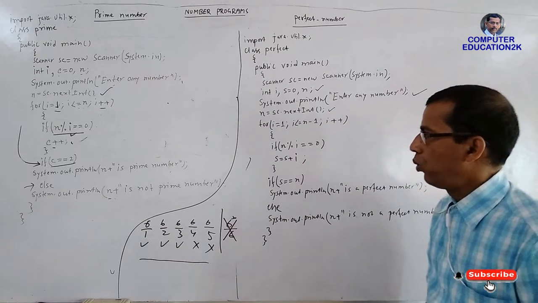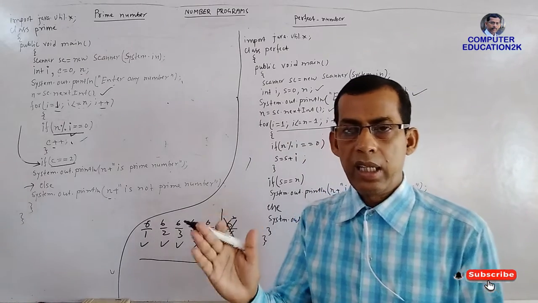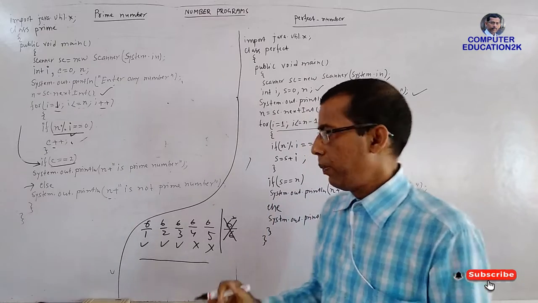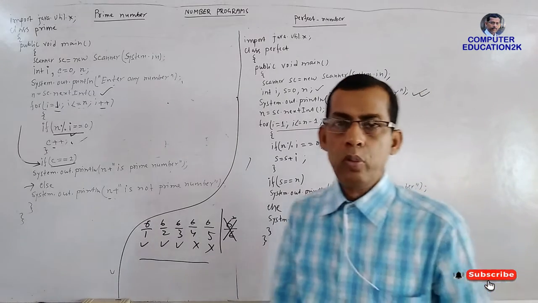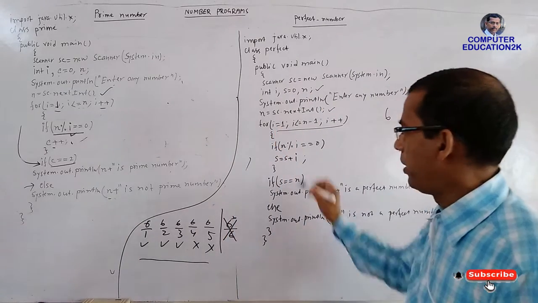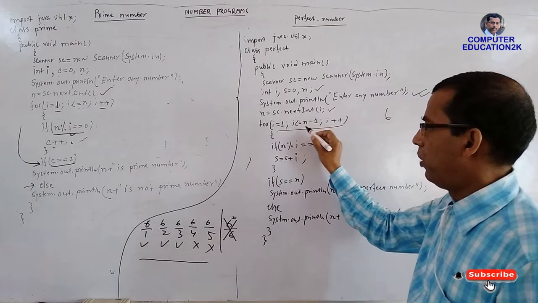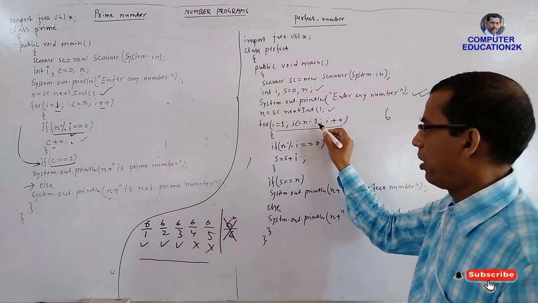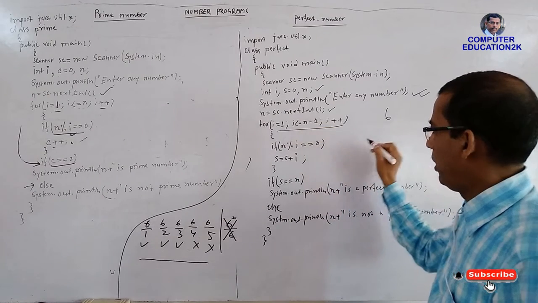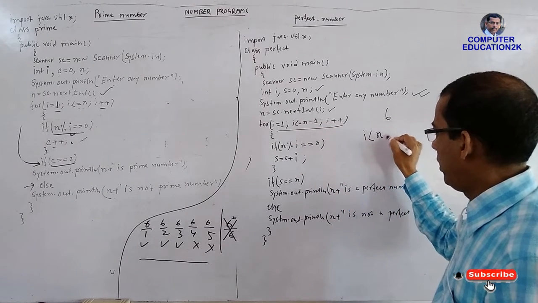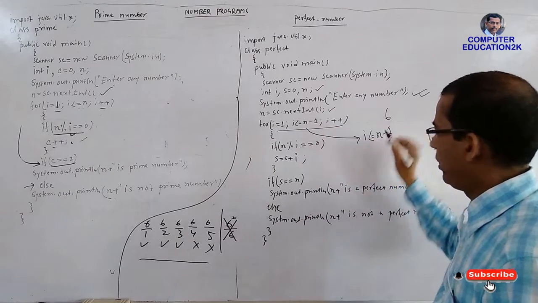Now you have to make a loop from 1 to that number minus 1. Suppose the computer asks you to enter a number and you enter 6. Then you will make a loop from 1 to 5. That's why I have written I equals to 1, I less than equals to n minus 1. If you give equals to, then you write n minus 1. But if you give only less than, then you can give n. If you give I less than n, that is also okay. If you give n minus 1, that is also okay.